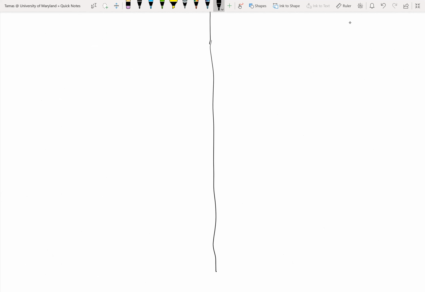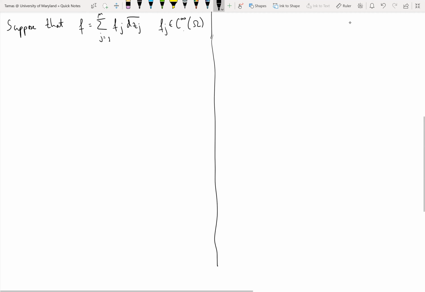Okay, so now suppose you start with the following setup. Suppose you start with a one form of this type, let's call it simply F, the sum of Fj dzj bar, where the Fj's are smooth functions. I will just deal with the case where these Fj's are actually compactly supported in omega. That will suffice for today's lecture.